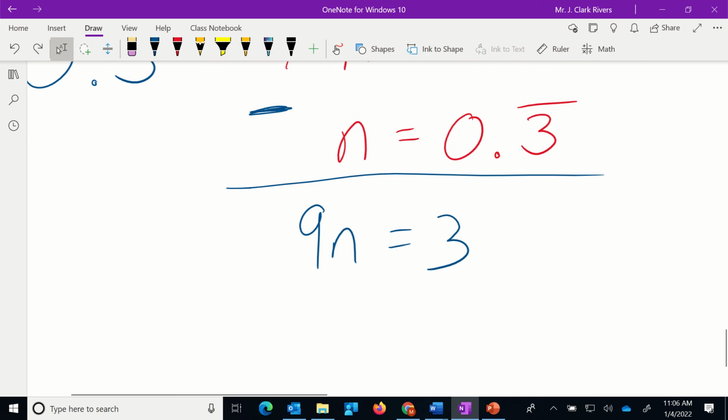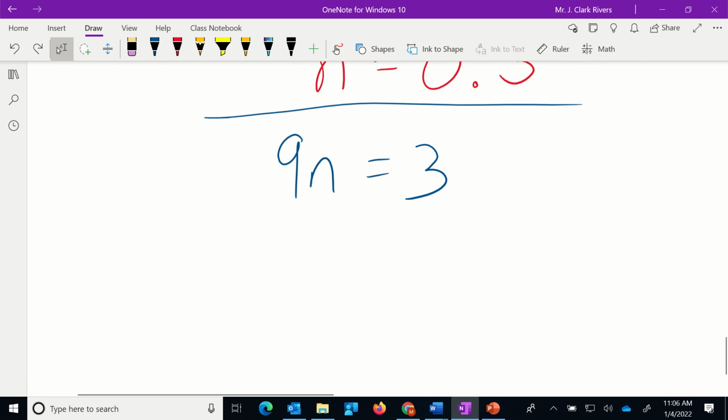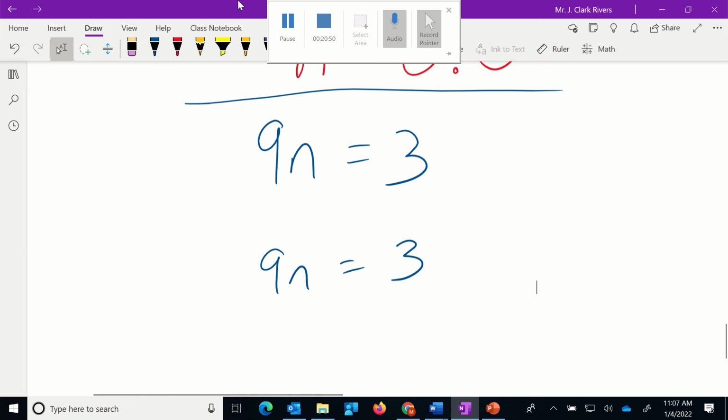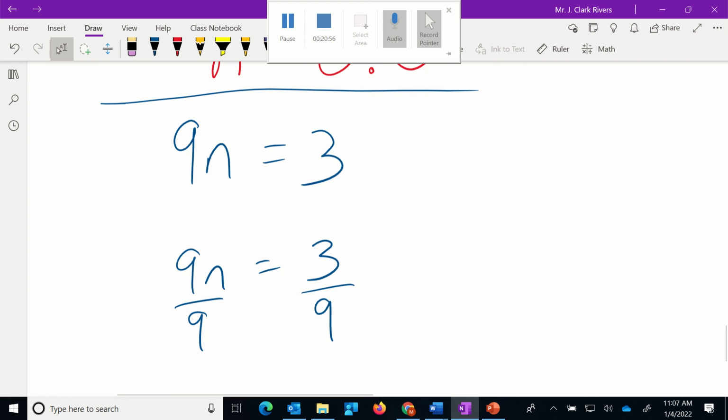Now, to solve for n, remember n was the decimal we wanted to convert to a fraction. To solve for n, Bennett, what do we have to do here? We want to solve for n. What's happening between the 9 and the n? Multiplication. What's the inverse of multiplication? So we're going to divide by 9 on both sides. So we're going to say n is equal to 3/9.